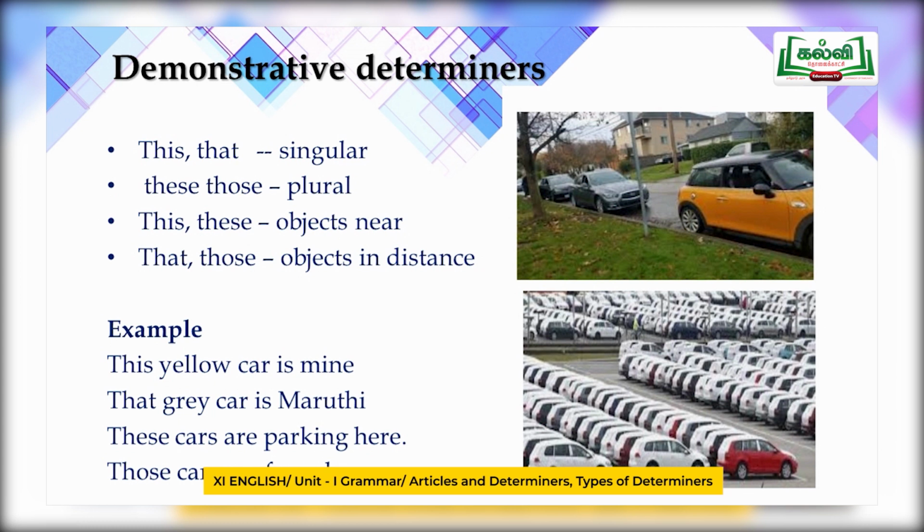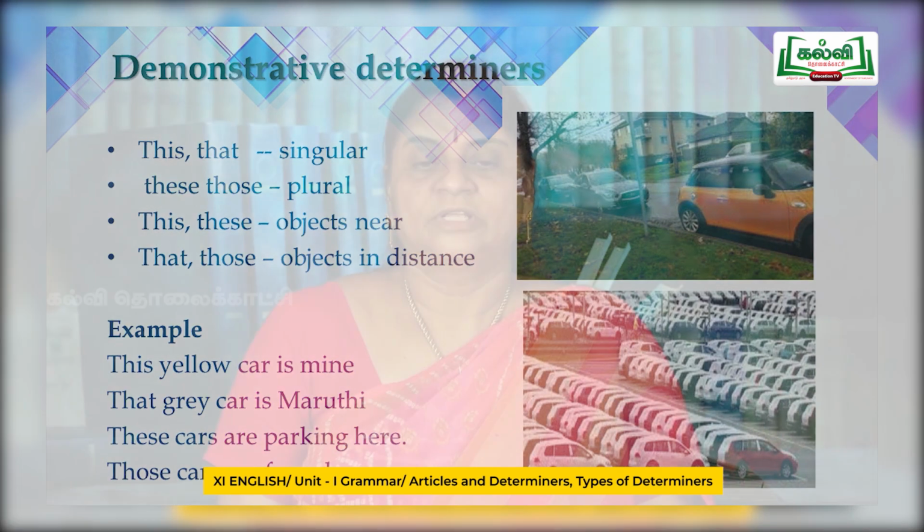Demonstrative determiners this and that are used for singular. These and those are for plural. This, these: objects near. That, those: objects in the distance. Example, this yellow car is mine. See, the yellow car is very near, so this yellow car is mine. That grey car is Maruti. Why do we use that here? That grey car is a little far away from us, so we use that car. These cars are parked here. Those cars are for sale. So, this is the difference between these and those.